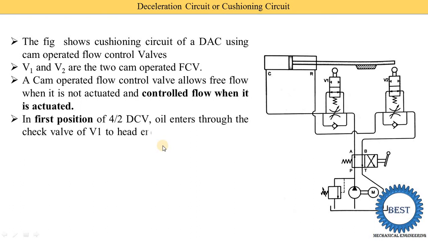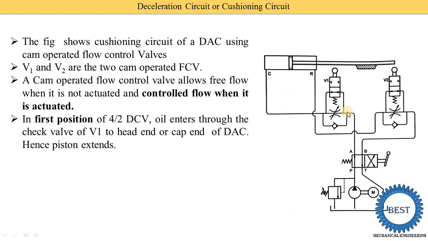Now we understand the working of this particular circuit in two positions: the first position and the second position of the directional control valve. In the first position of the 4x2 DCV, oil enters through the check valve of V1 to the head end or cap end of the double acting cylinder, hence the piston extends. Here you see oil comes from the pump to the P port, from the P port it comes to the A port, and then it comes to this V1 valve.